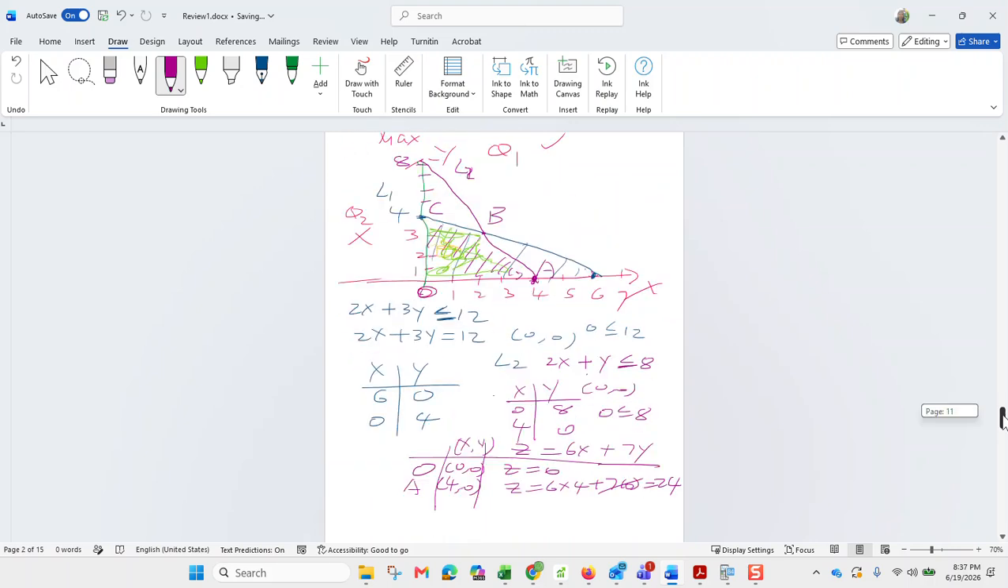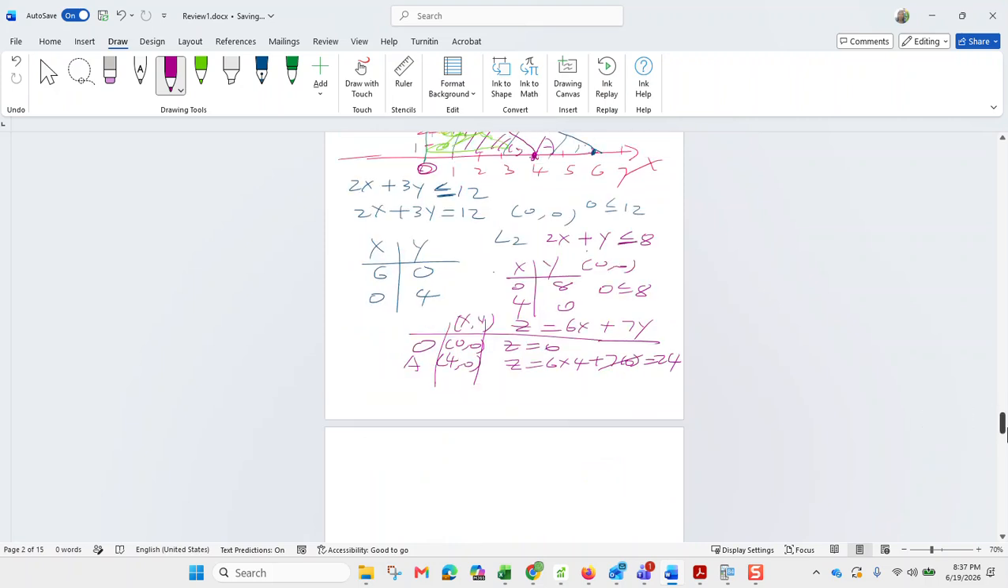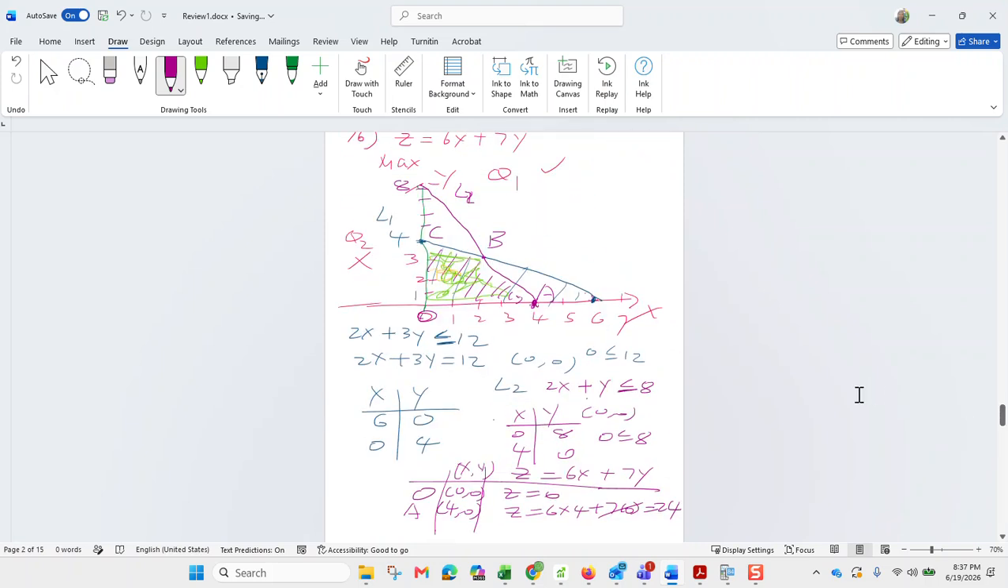And then we're gonna go to look at point B. Point B is the challenging part, okay? So first we look at point C here. At C, x is 0, y is 4, okay? So we plug C in here. When x is 0, so 6 times 0 plus 4 times 7, that's 28.